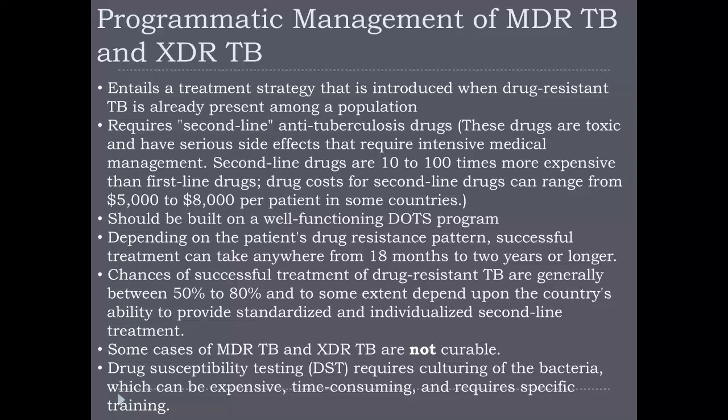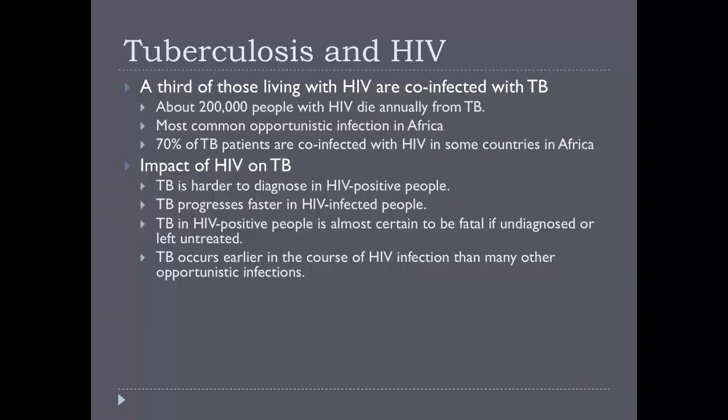An average person that has XDR TB can cost up to $100,000 to treat. So it's extremely complicated and can get extremely expensive. One of the other complicating factors beyond just drug-resistant strains is HIV. A third of all the people living with HIV are co-infected with TB. It's 200,000 that die annually from the TB. They have the HIV, the TB is what kills them.